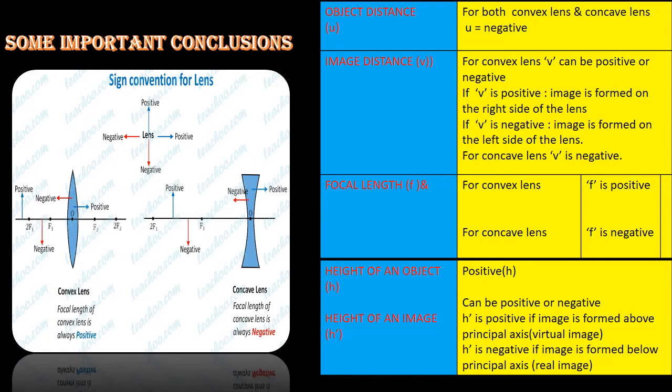For a concave lens, v is negative, because we know concave lenses produce virtual images and those images are formed on the same side of the lens where we keep the object. Focal length f of a convex lens is always positive, whereas for a concave lens f is negative. Height of the object is always positive. Height of an image h dash can be positive or negative. If it is positive, the image is formed above the principal axis, and if h dash is negative, the image is formed below the principal axis. So hope it is clear.